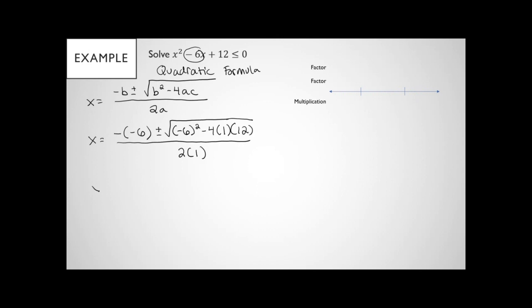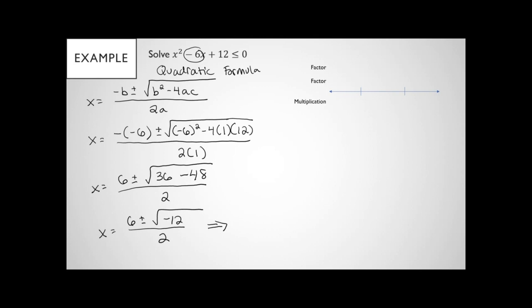So I'm going to start simplifying this. -6, that's a +6. And then in the square root, negative 6 squared is a positive 36. And then minus 4 times 1 times 12, that's going to be a negative 48. So we're subtracting 48. And we get 6 plus or minus. And here we're going to get an issue because 36 minus 48 is going to be negative. We get a negative underneath the square root. So that tells us that we're going to get imaginary numbers.